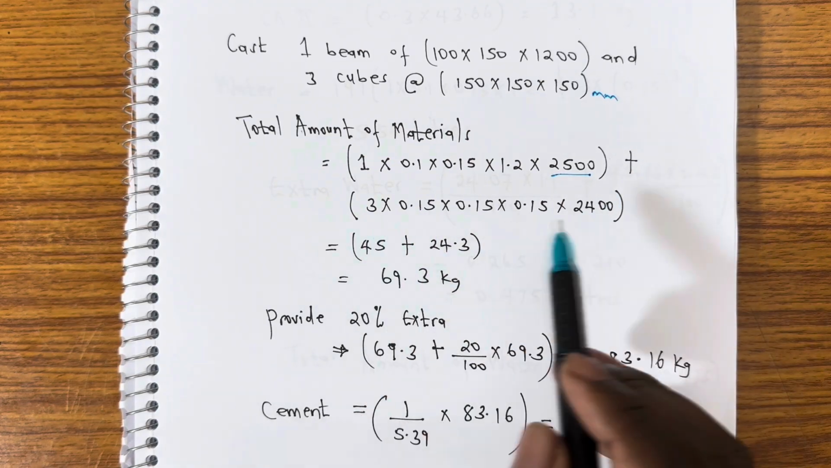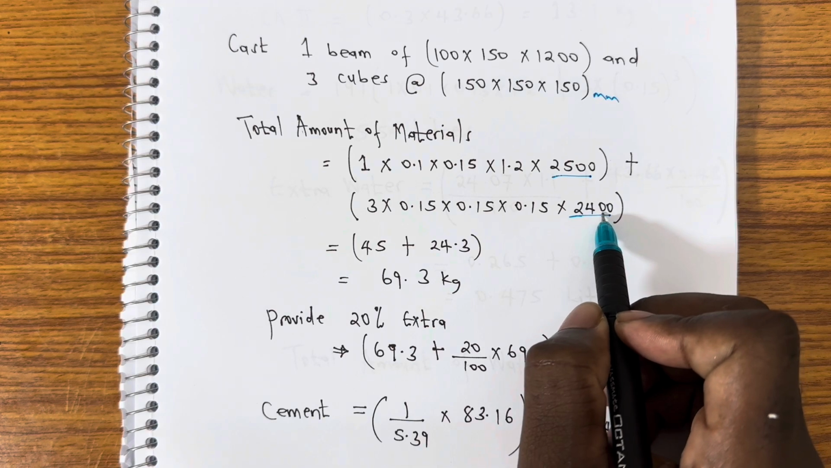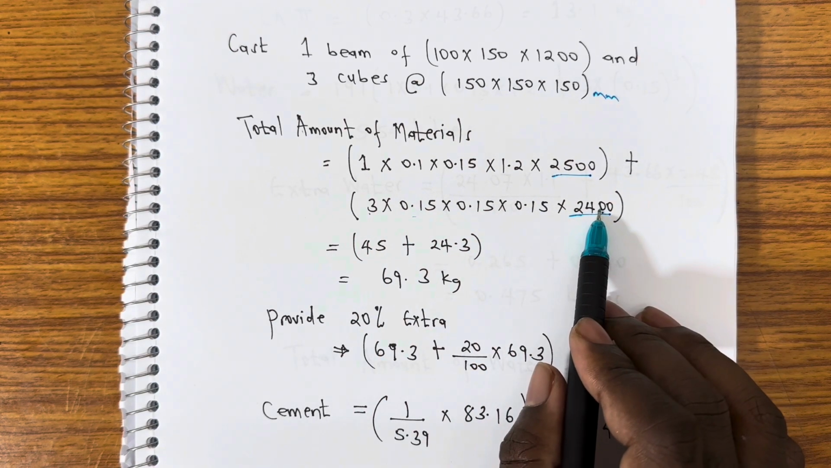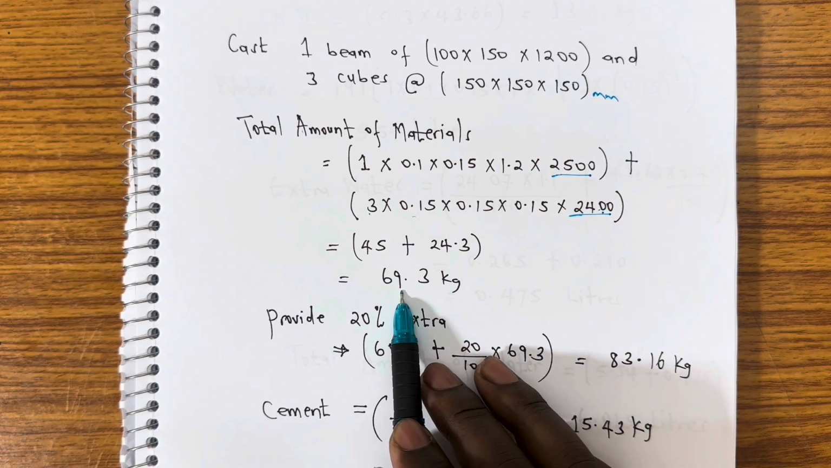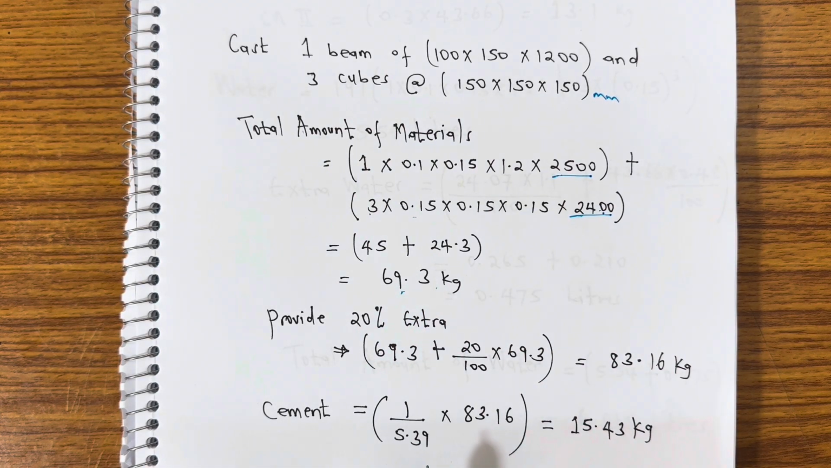But for the cubes, we shall take 2400 because it is not going to have any reinforcement. 3 cubes times the volume times 2400. Now this is going to give us the amount of material that we need to measure or take into that batch, which is 69.3 kilogram.